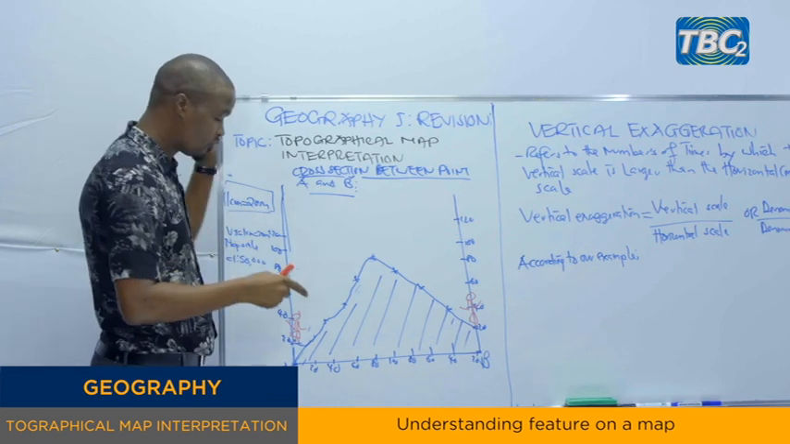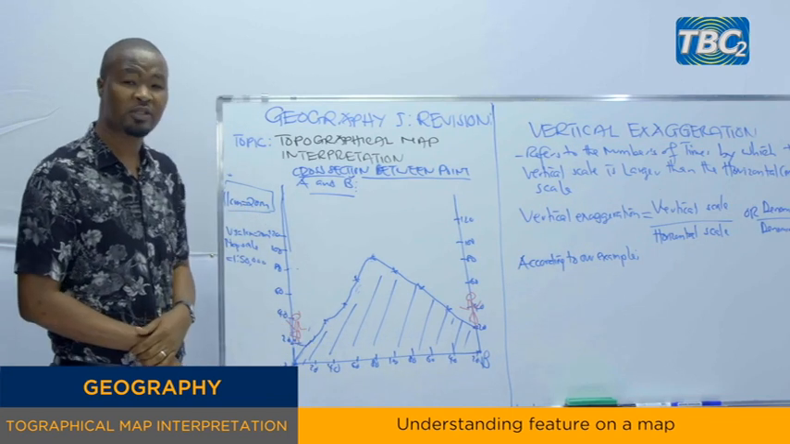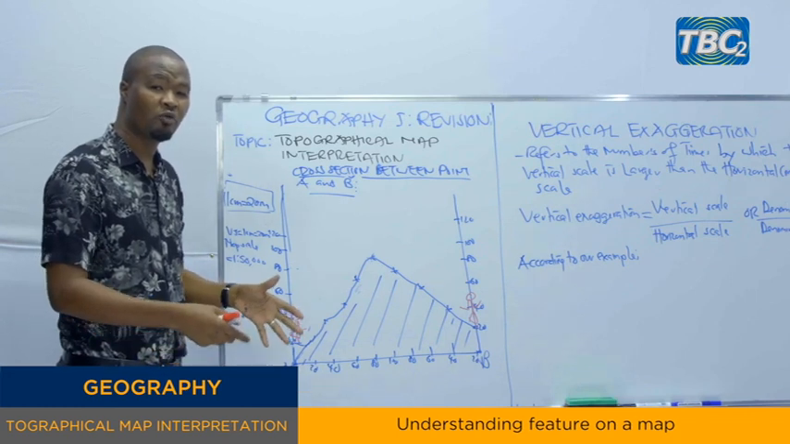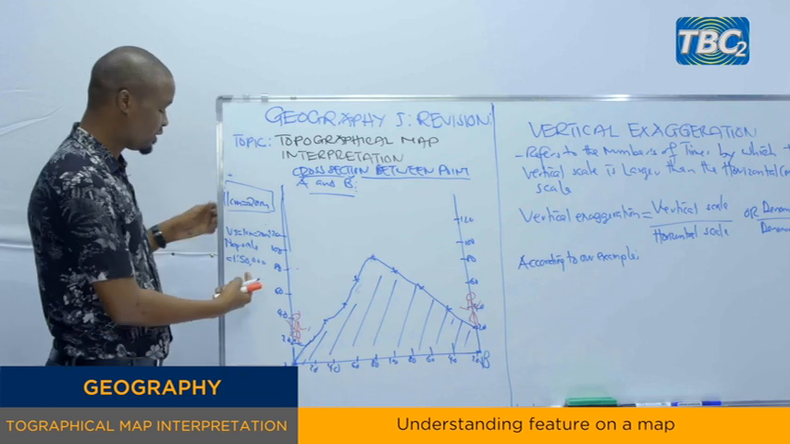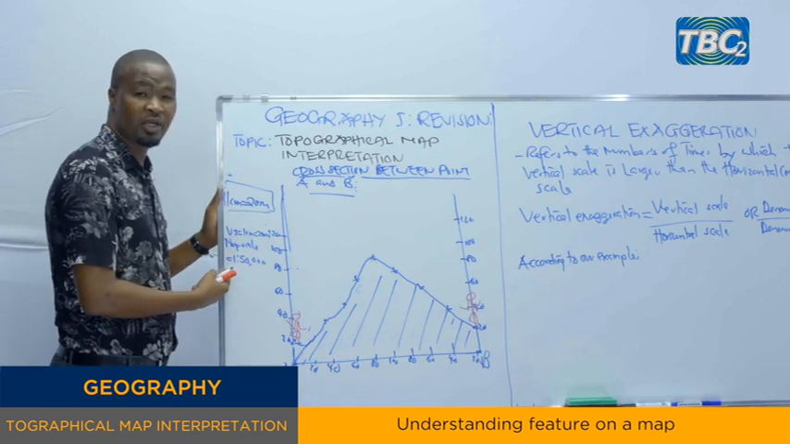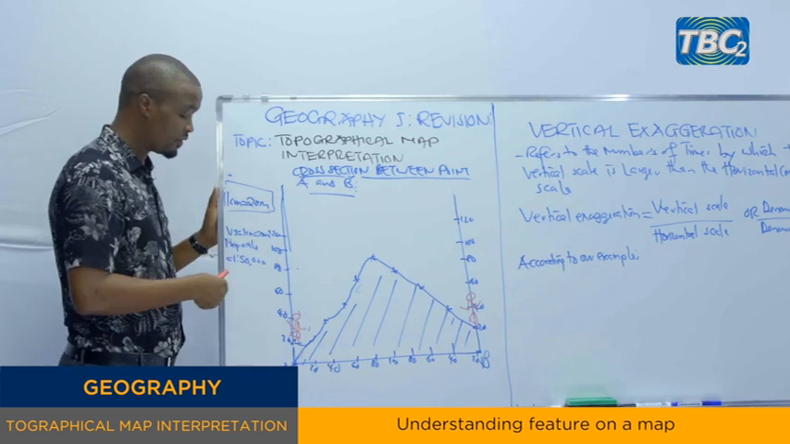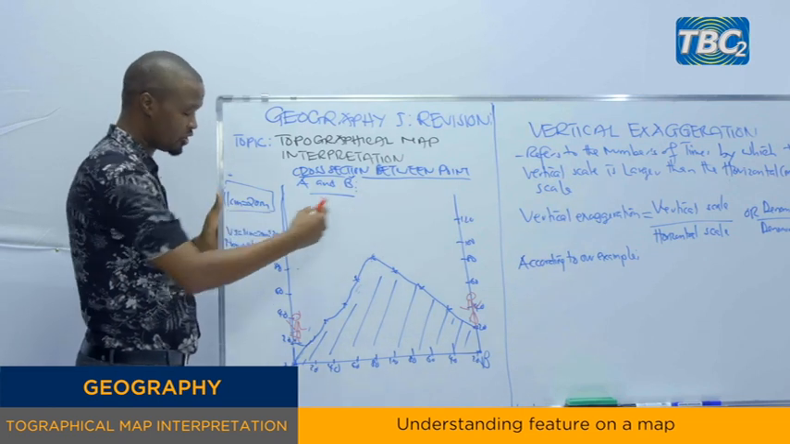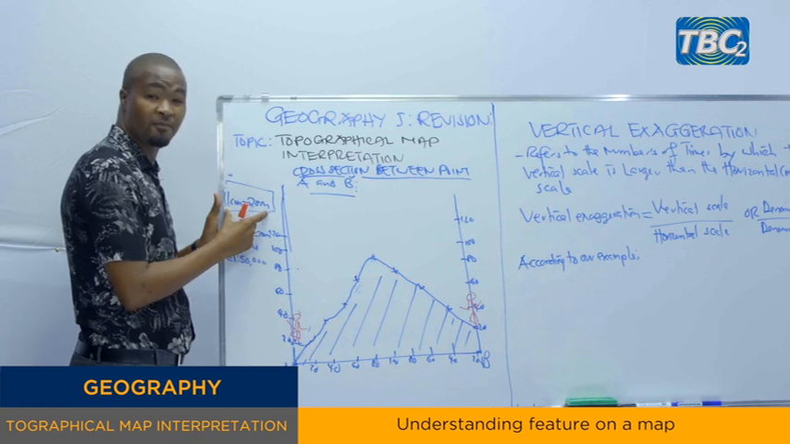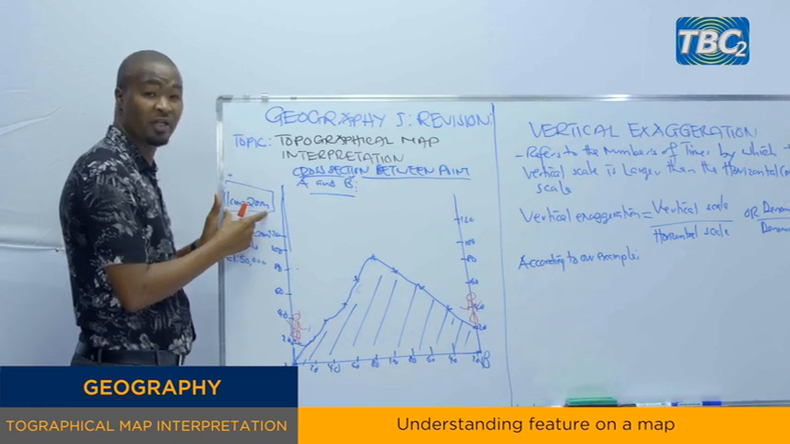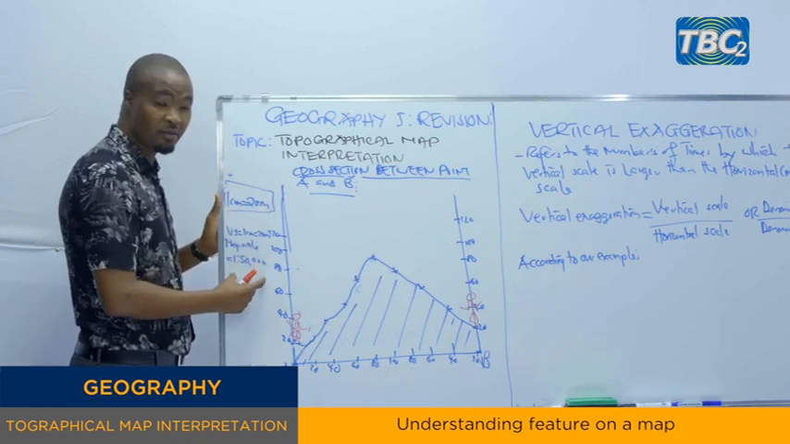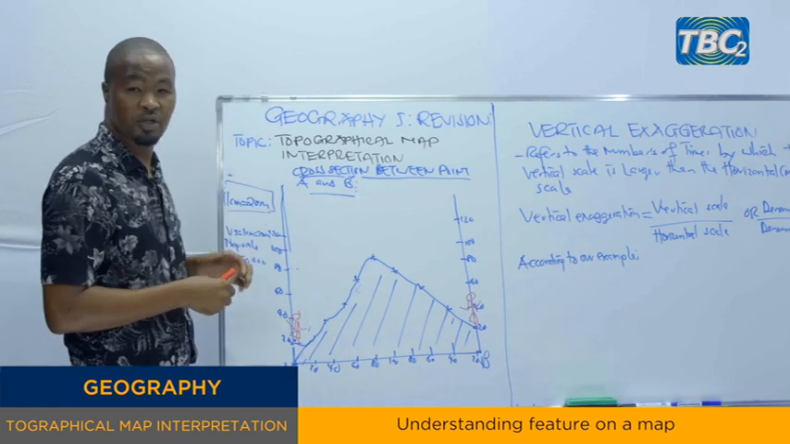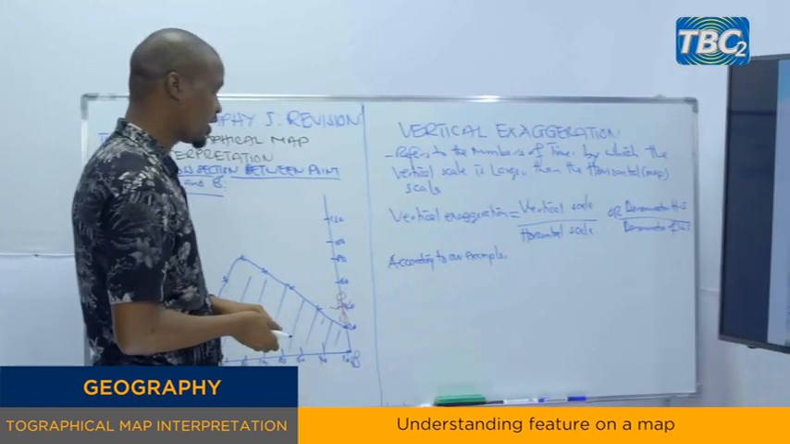Then our horizontal scale is what we call the map scale provided, normally indicated or shown on your map sheet. See? So let's assume this is our map scale. If you want to find the vertical exaggeration, you have to take the vertical scale that you have assumed, divided by the map scale or the horizontal scale given. So let's go there to see how to find the vertical exaggeration.